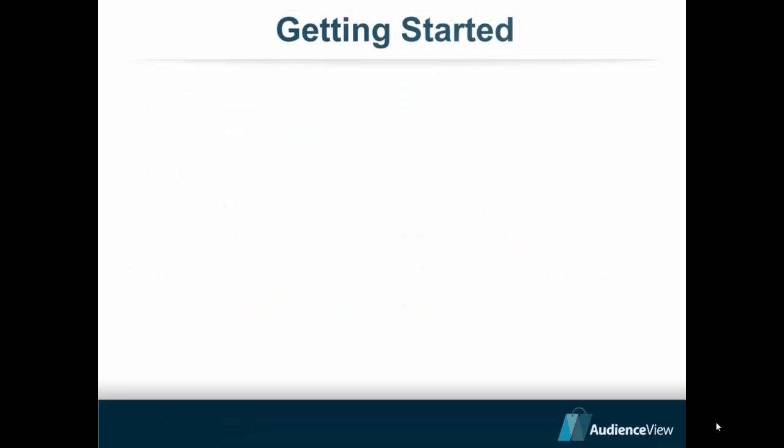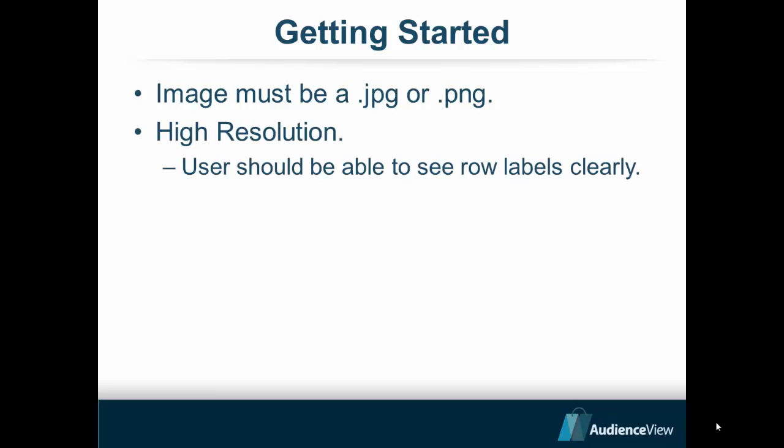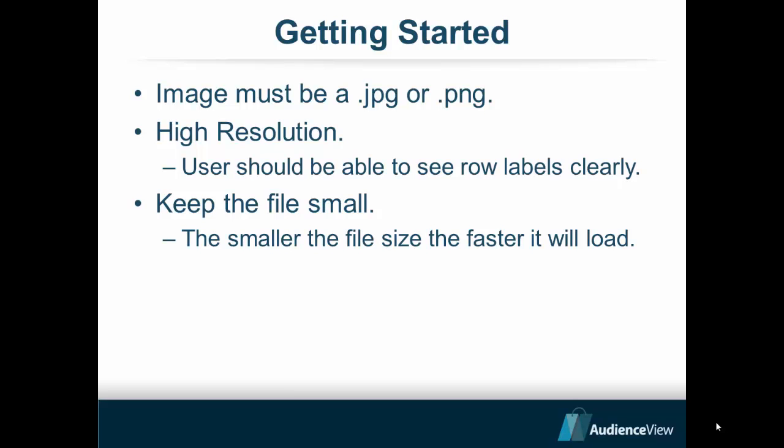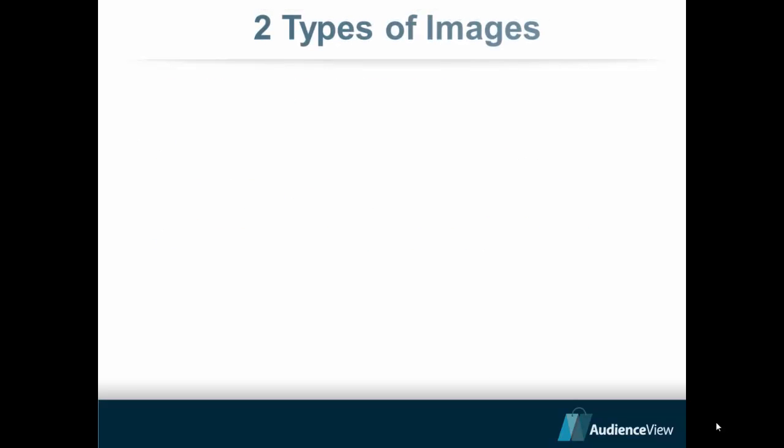So a couple of things to keep in mind when getting started with your venue image. The first thing is that the image has to be a JPEG or a PNG. The second thing is you want it to be high resolution. The user should be able to see row labels fairly clearly. The other thing though, you want to keep it fairly small in your file size so that it loads faster on the website. You'll be working with two types of venue images here.